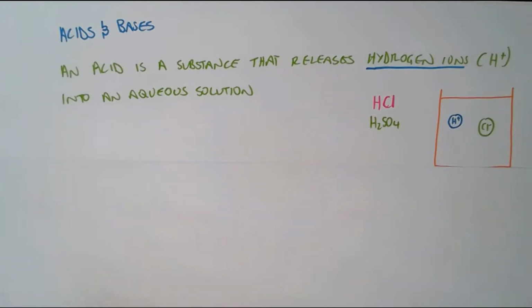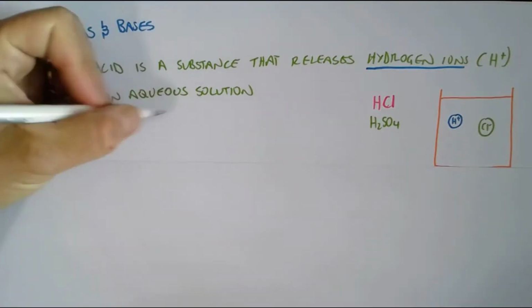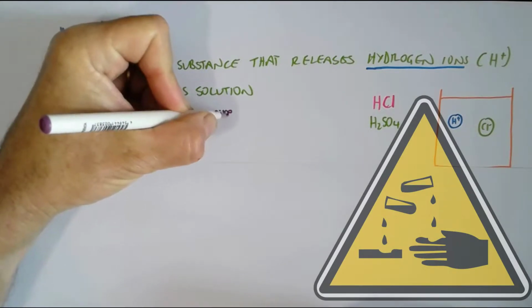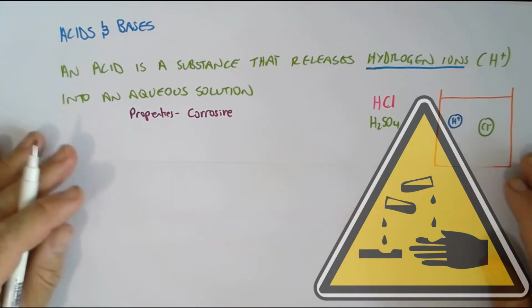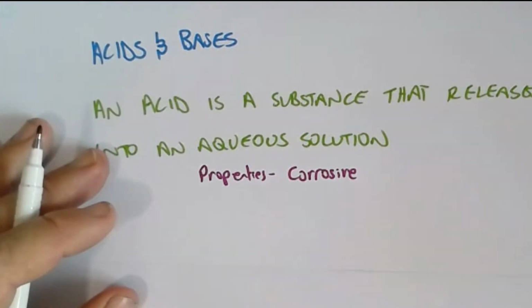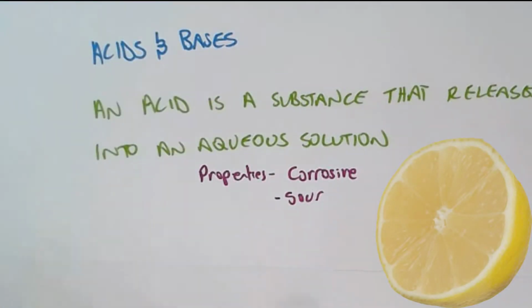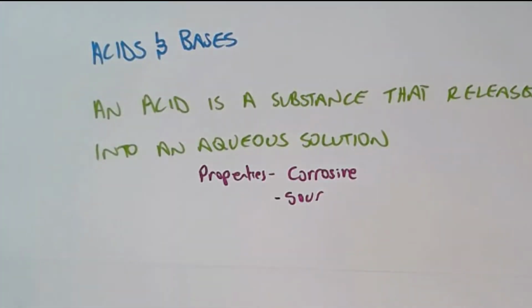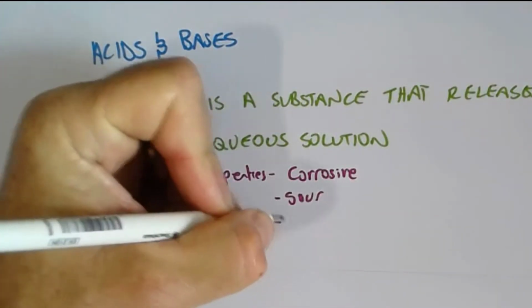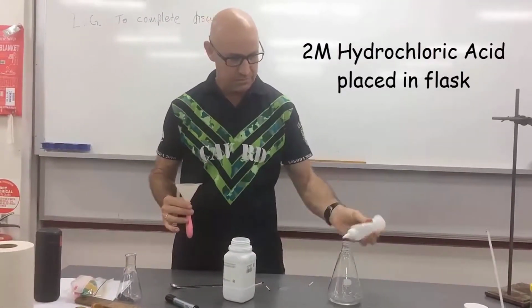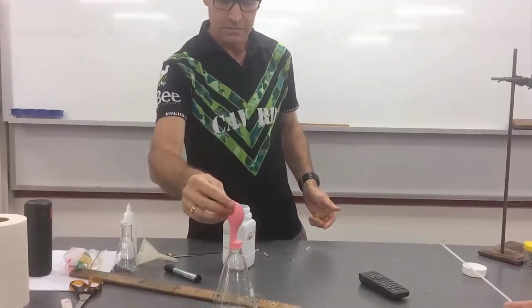Let me tell you about some of the properties of acids, some of these things that you're very familiar with already. So the properties of acids. Firstly, they're corrosive. Now, not all acids are corrosive, but some of them can be very, very corrosive. They are sour to the taste. So think about lemon juice. Lemon juice is citric acid, and it tastes sour. They react with some metals to produce hydrogen gas.